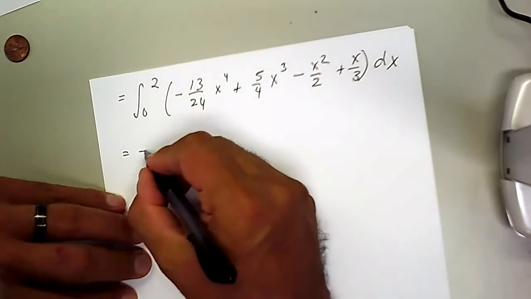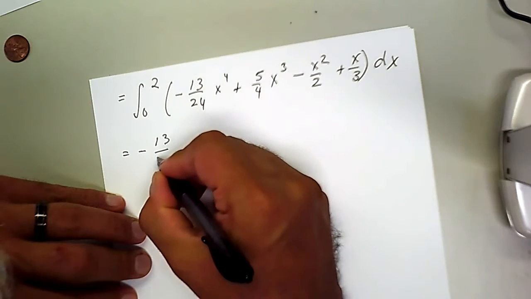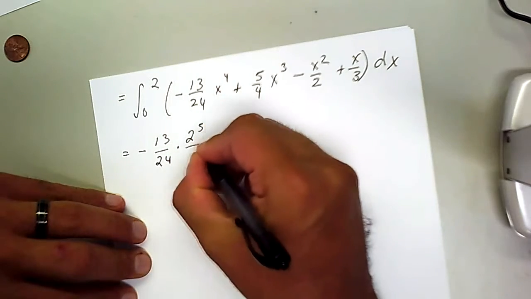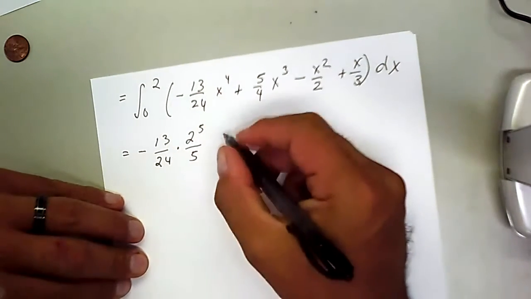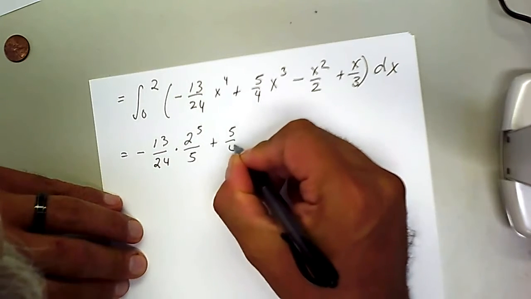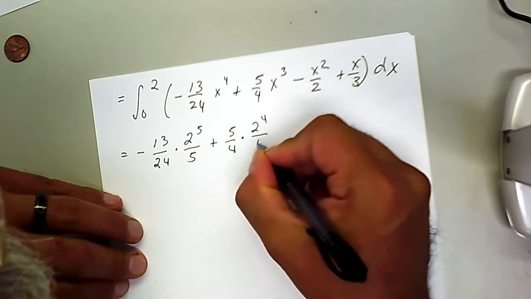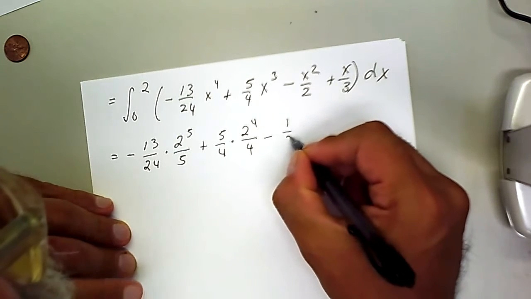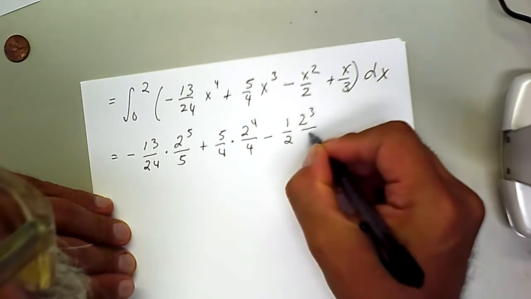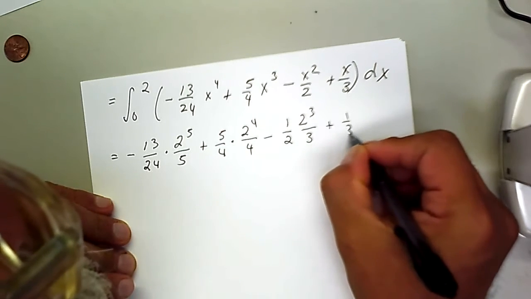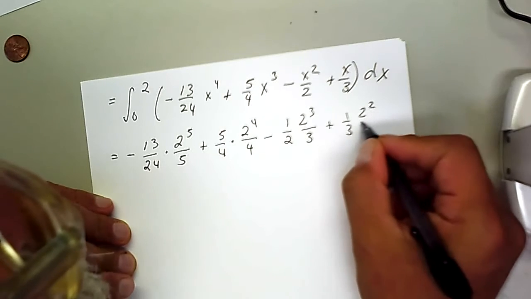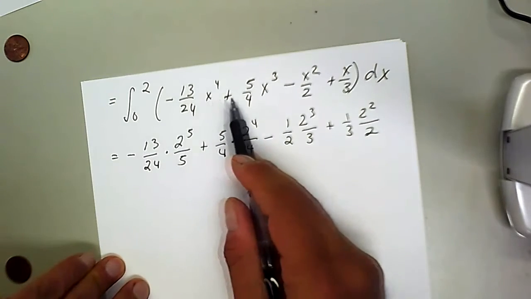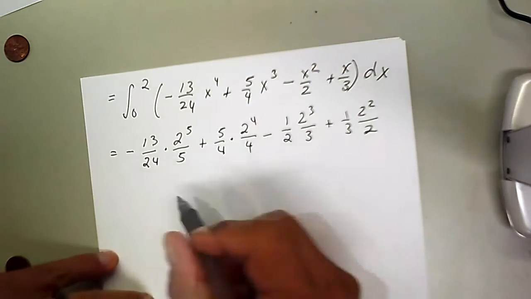So we got negative 13 over 24 times x to the 5 over 5, 2 to the 5 over 5, especially because we got 0 when we plug in 0, plus 5 over 4 times 2 to the 4 over 4, minus, well, let's write down a half, 2 cubed over 3, plus 1/3, 2 squared over 2. When we plug in 0, we're going to end up with 0 because we have a nice polynomial going here.